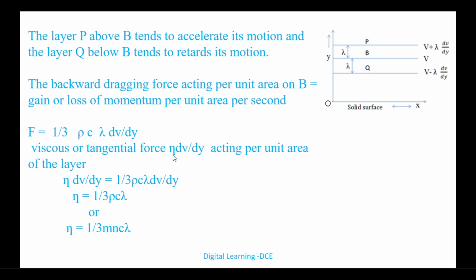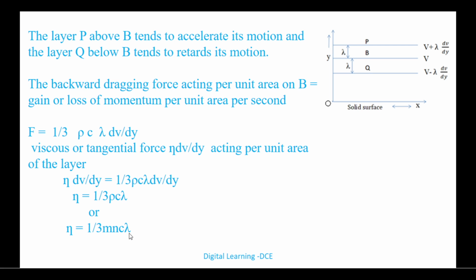The tangential force is directly proportional to the velocity gradient. This is the proportionality constant, that is nothing but the coefficient of viscosity. Then viscous force is proportional to velocity gradient, and this is the constant of proportionality. Then on equating these two, by cancelling dV/dy on either side, we get eta is equal to 1/3 rho c lambda, or eta is equal to 1/3 mnc lambda.